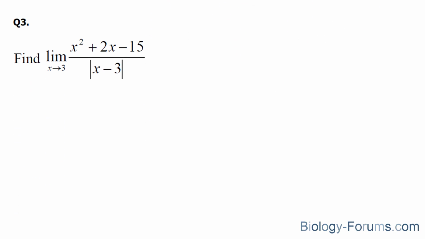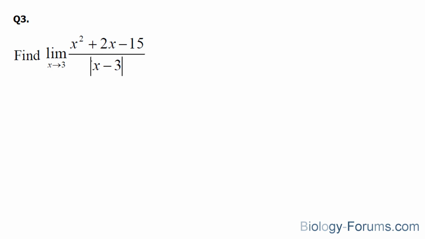Let's move on to question number 3. In question number 3, we have an absolute value, and the first time we approached a situation with an absolute value was in part 1 of this series. What you do is remember that this is the same thing as negative x minus 3. So what you have to do is take the limit with x minus 3 as a denominator and negative x minus 3. And if they are the same, then the limit is the number that you end up with. And if they are different, the limit does not exist.